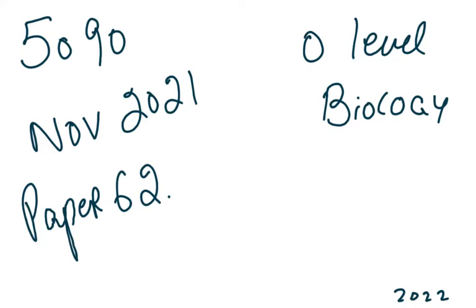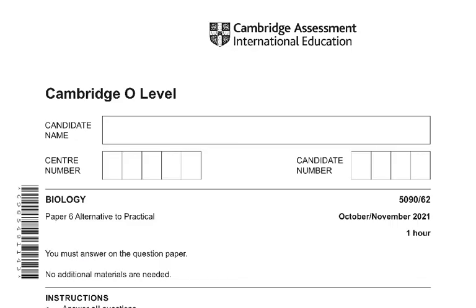Bismillah Rahman Rahim, and we start another paper 6, which is the 5090 November 21 paper 6-2, which will help you revise for your paper 6, and I hope this is very helpful to you and helps you in your exams. As we all know, the paper 6 timing is 1 hour, and everybody must remember that when they're starting this exam.